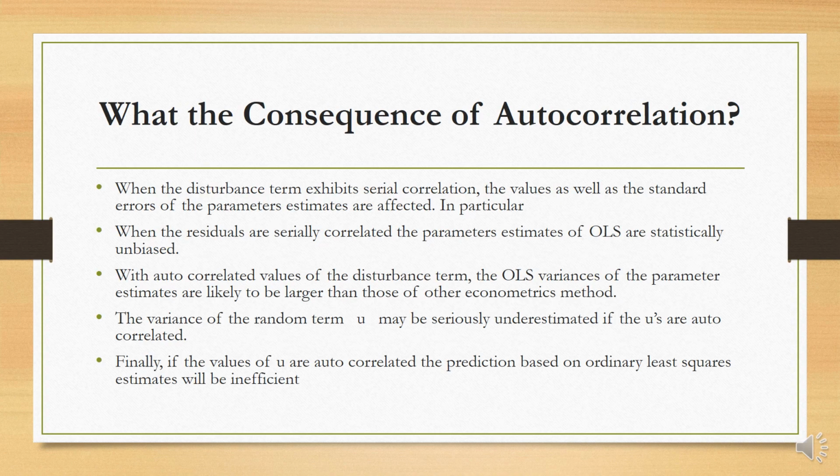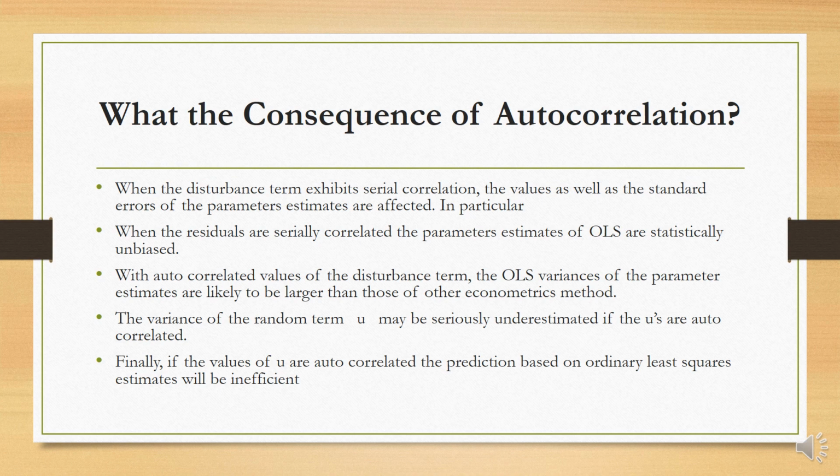Now we discuss the consequences of the autocorrelation. When the disturbance term exhibits serial correlation, the values as well as the standard errors of the parameter estimates are affected. In particular, when the residuals are serially correlated, the parameter estimates of the OLS are still statistically unbiased. With autocorrelated values of the disturbance term, the OLS variance of the parameter estimates is likely to be larger than those of the other econometric methods.